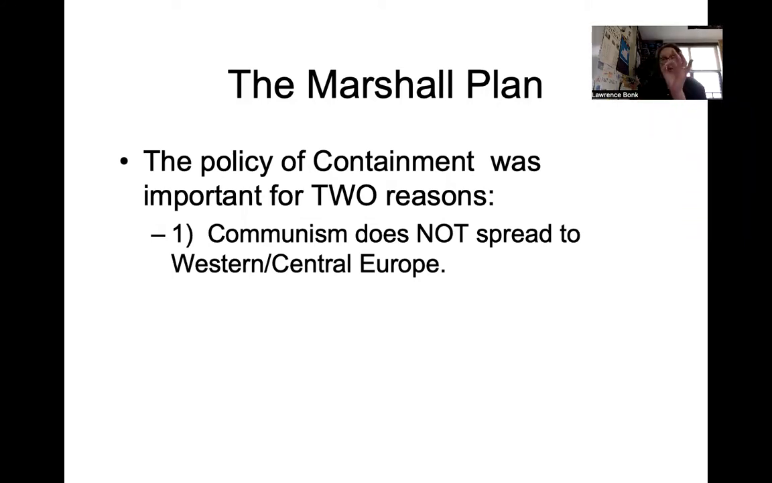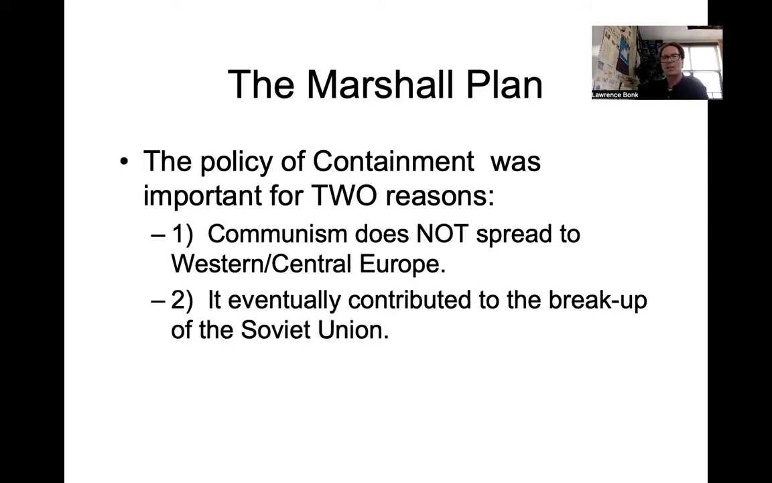Because of this policy of containment, which is based on the long telegram, which will inspire the Truman Doctrine, which will inspire the Marshall Plan, which you're going to learn about shortly, communism will not spread throughout Western and Central Europe. It's going to basically be stopped. And you're going to go back to when we talked about that Iron Curtain that has descended across Europe.